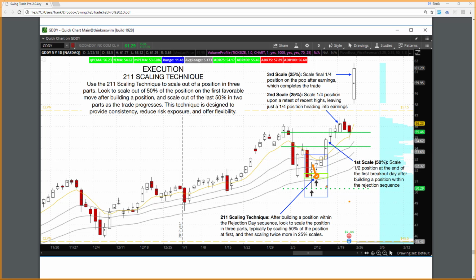So that right there constituted another 100% of entry again. So after building a position within the rejection day sequence, look to scale the position in 3 parts, typically by scaling 50% at first and then twice more in 25% scales. So again, as I usually mention, you want to take profits on your first major favorable pop in your favor. This thing bounces off the entry point and rallies and has a huge day up on day 2, actually day 3 after your entry. Entry, day 2, day 3.